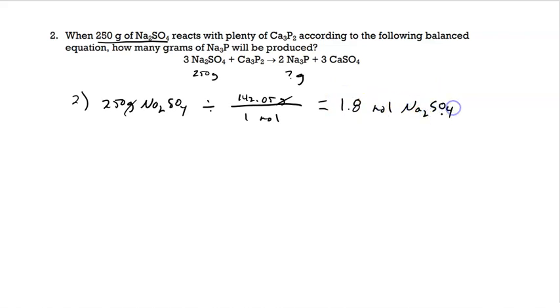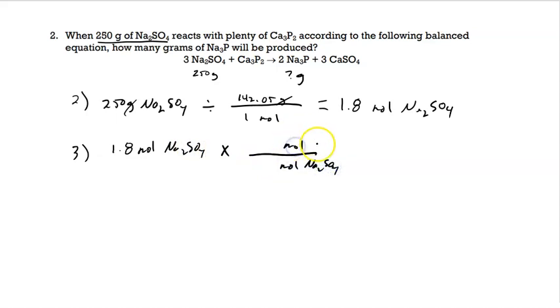All right. Step 3, I'm going to multiply by my mole ratio, so 1.8 moles Na2SO4 times my ratio, and moles of sodium phosphide on top, and I have a 3 to 2 ratio, so 1.8 times 2 over 3. I get 1.2 moles of Na3P.